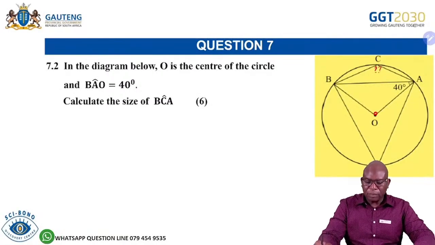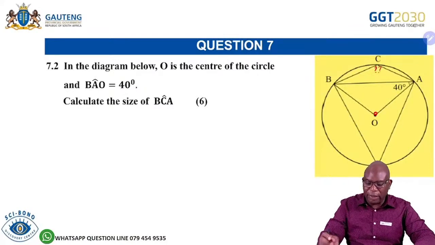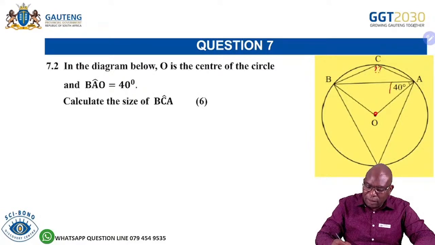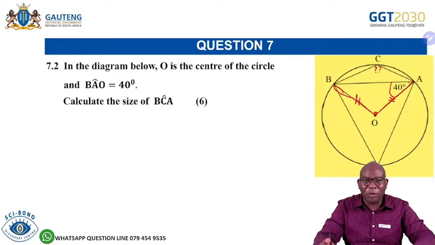Okay, let's see how many of you have tried to get to BCA. Now remember, this angle is given as 40, and this is a radius. Which other line is a radius? OB is also a radius. The radii are equal. Can you see now? The theorem that we talked about in the previous slide was angles opposite equal sides. The sides are equal, so the angles are going to be equal.